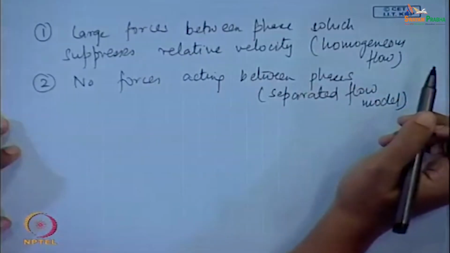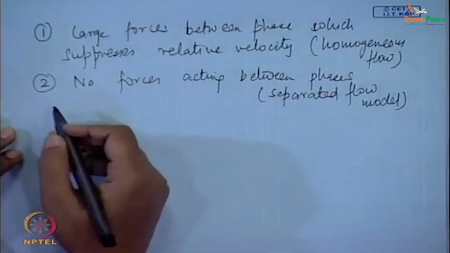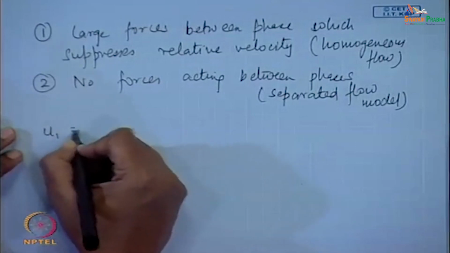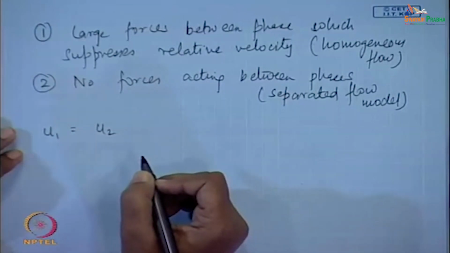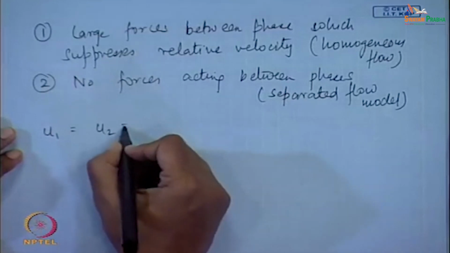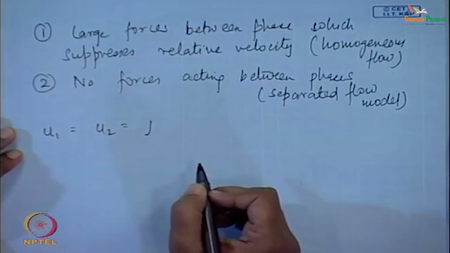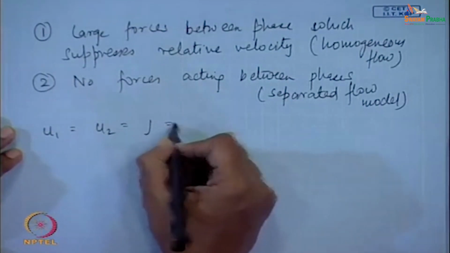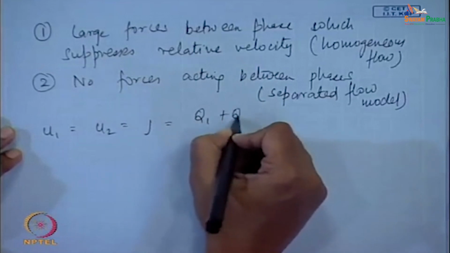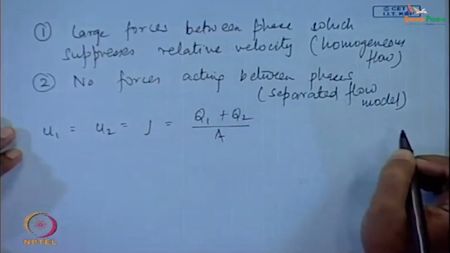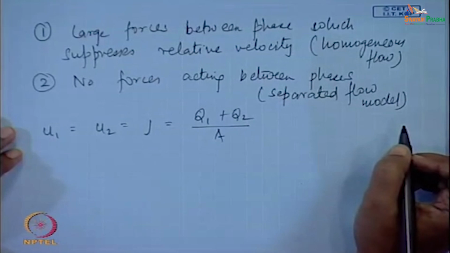So, when large forces are acting between the phases, what can we assume? We can very well say that u1 and u2 are the same, no slip condition, and this is equal to J, the volumetric flux, which is equal to (Q1 plus Q2) by A. Q1, Q2 are already given, correct.